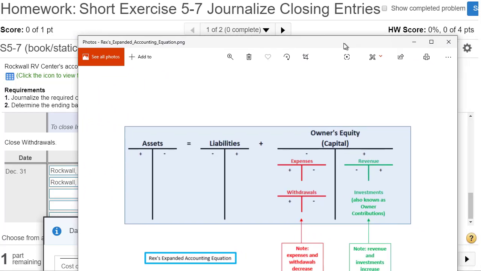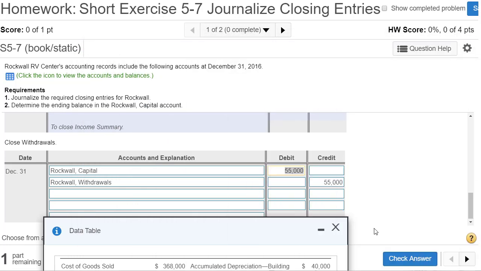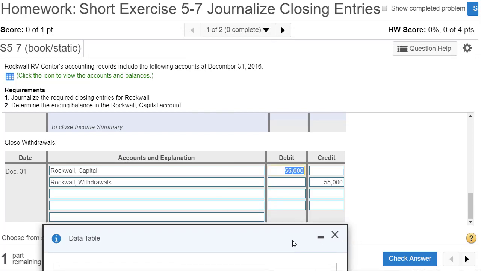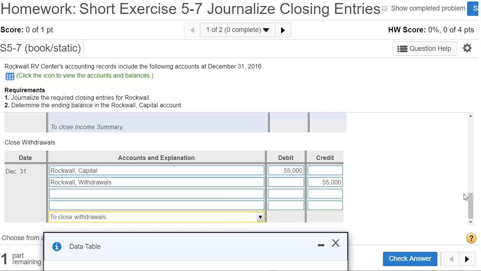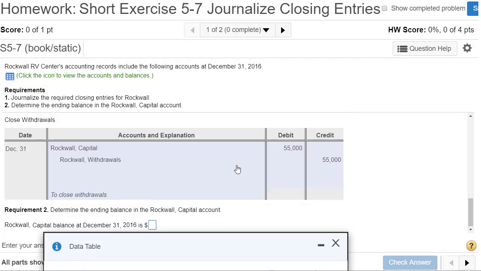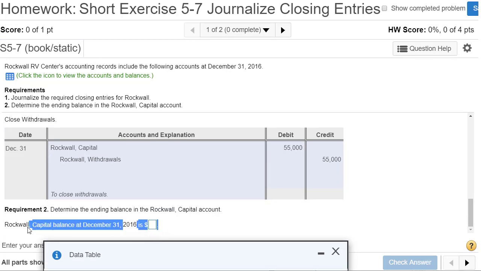So let's just double check. If we are debiting capital, is it going down? Yes, it's going down. So we've done this step correctly. So don't forget your explanation to close withdrawals. Check our answer. And then we've got one more step. It asks, what's the balance of capital at December 31st?